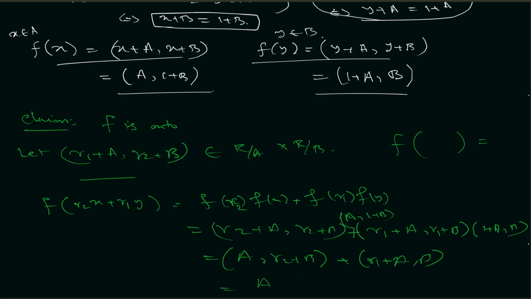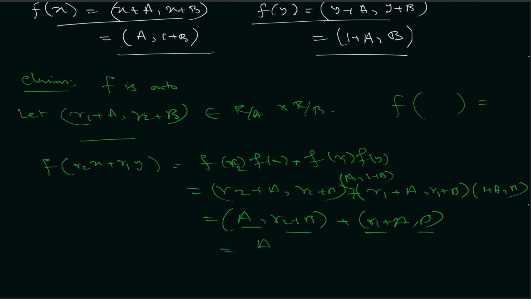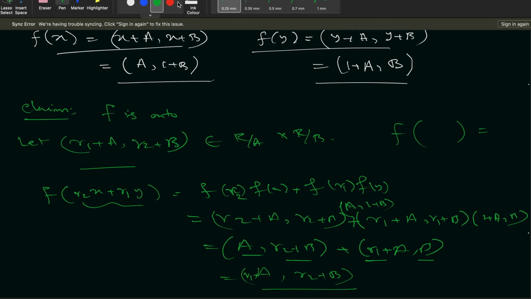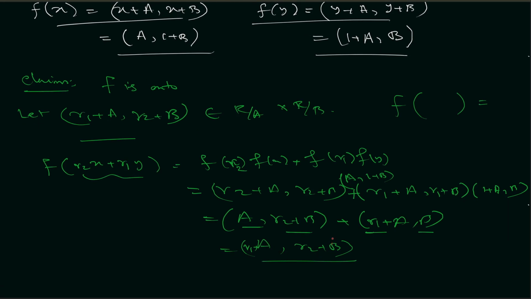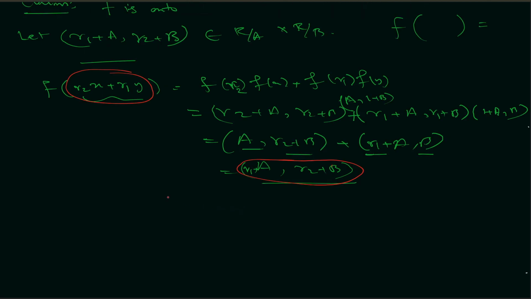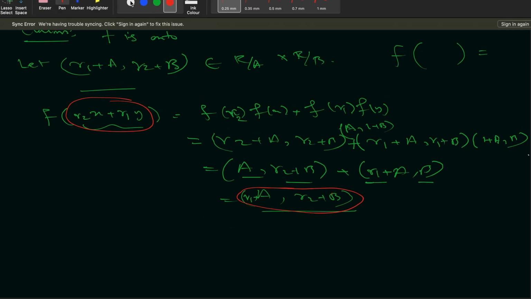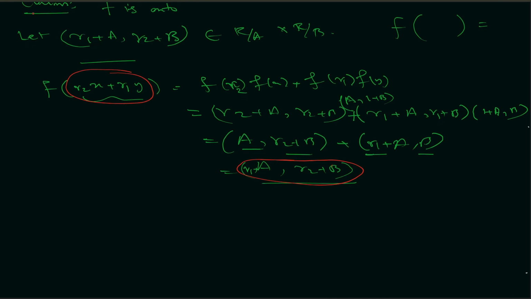So this is (a, r2 + b). That means that if you have such a thing, you will multiply it here and here, and you will get (r1 + a, r2 + b). This is your desired preimage. The preimage of this element is actually this. My handwriting is too bad, I apologize for that.